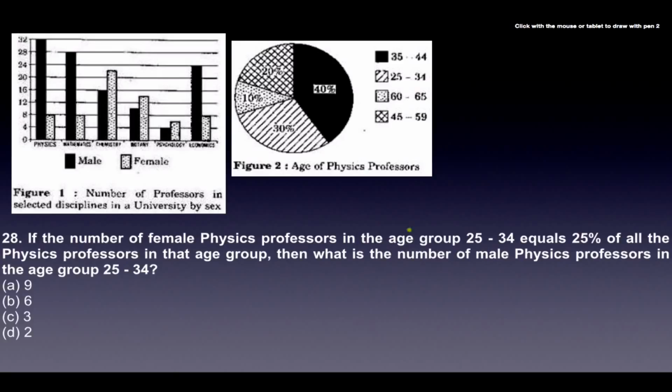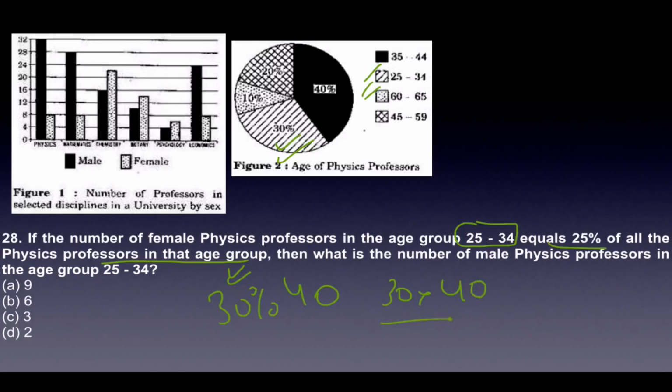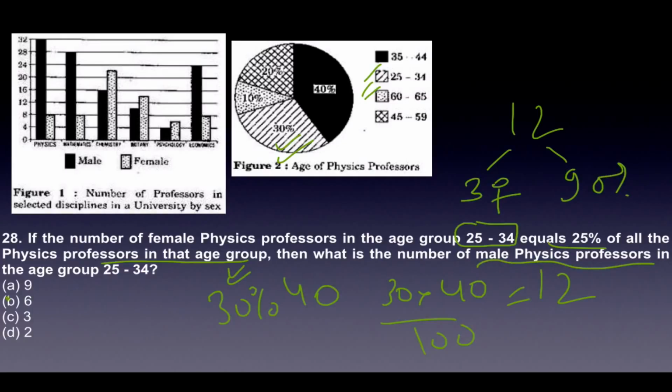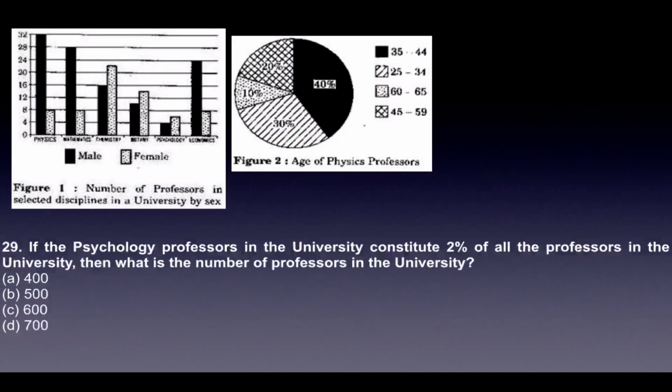If the number of female physics professors in the age group 25 to 34 equals 25% of all the physics professors in that age group, what is the number of male physics professors? First find out all the physics professors in that age group. Total 40 are there. In that group, 30% are there because of the shaded line. So 30% of 40 is 30 into 40 divided by 100. So the answer is 12. Out of this, 25% are female, so 25% of 12 is 3 females and 9 males. So the number of male physics professors is 9. Very easy question.